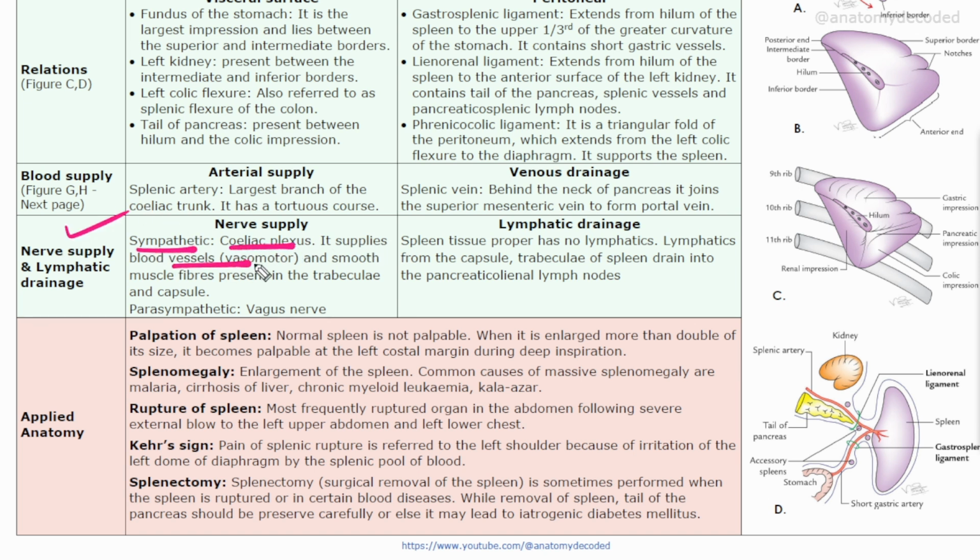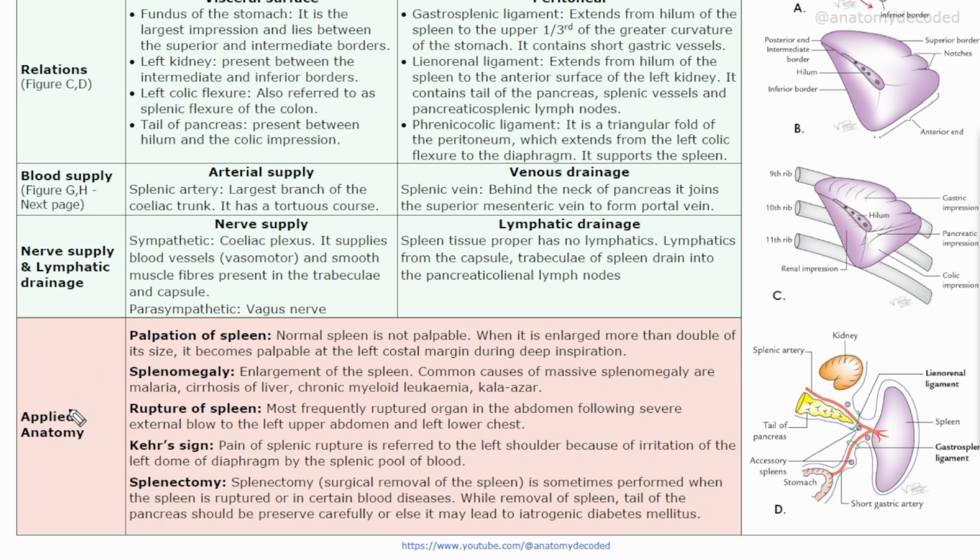Okay, the nerve supply of the spleen, sympathetic, is by the celiac plexus. It supplies the blood vessels, that is vasomotor, as well as the smooth muscle fibers in the trabeculae and the capsule. Parasympathetic nerve supply is by the vagus nerve. And lymphatic drainage of the spleen: the spleen itself is a lymphoid organ, so splenic tissue itself does not have any lymphatics, but there are some lymphatics from the capsule and the trabeculae of the spleen that drain into the pancreaticosplenic lymph nodes.